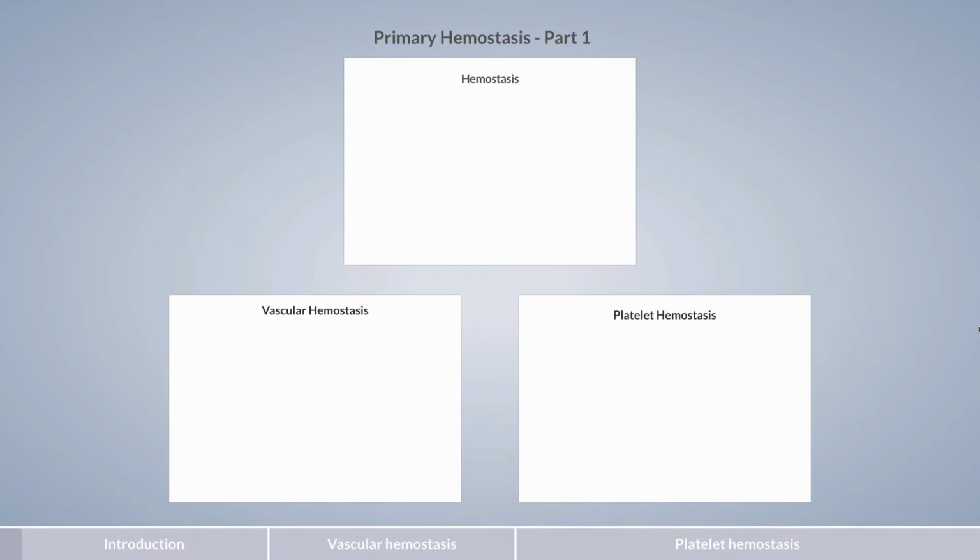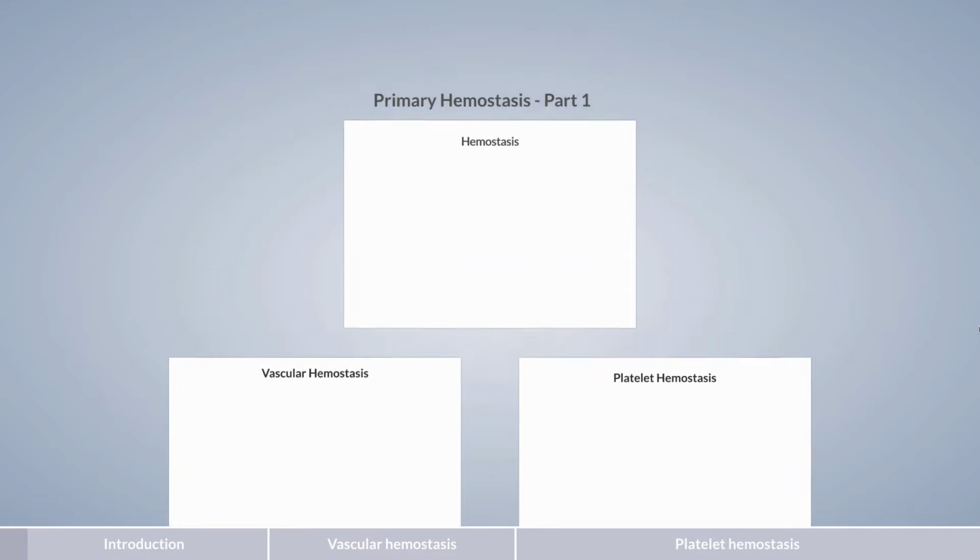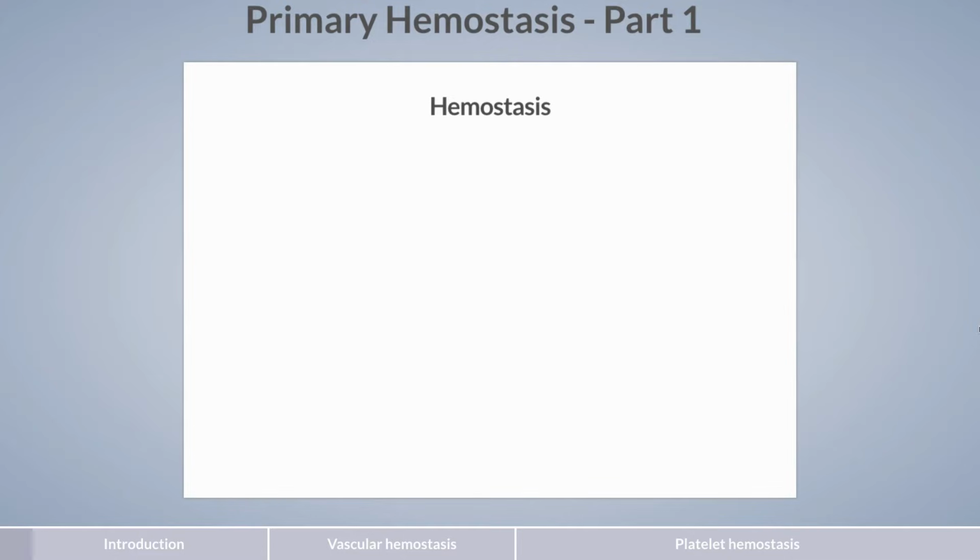Primary hemostasis, Part 1. Welcome to the topic hemostasis.